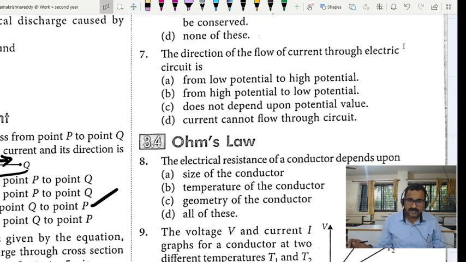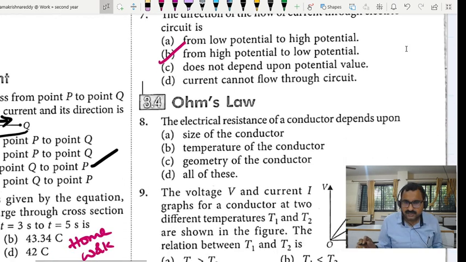Direction of flow of current means from, so charge is always from higher potential to lower potential. Same way we can write that conventional current direction is always from higher side to lower side only. So from high potential to low potential only.